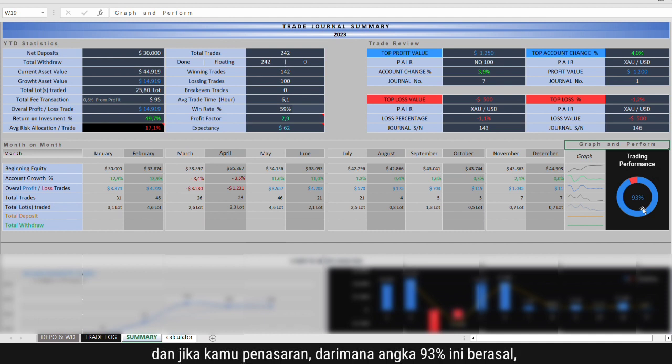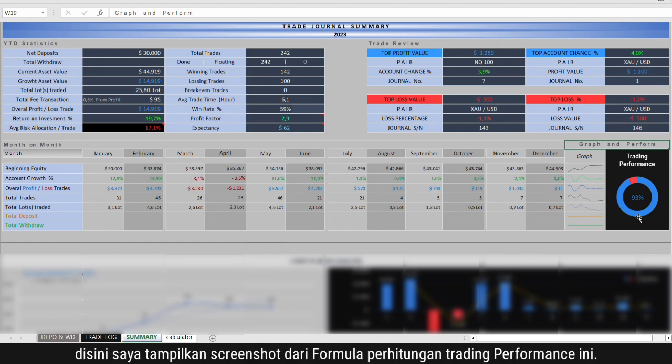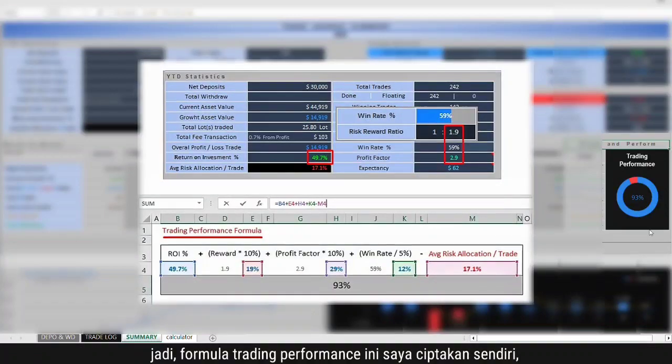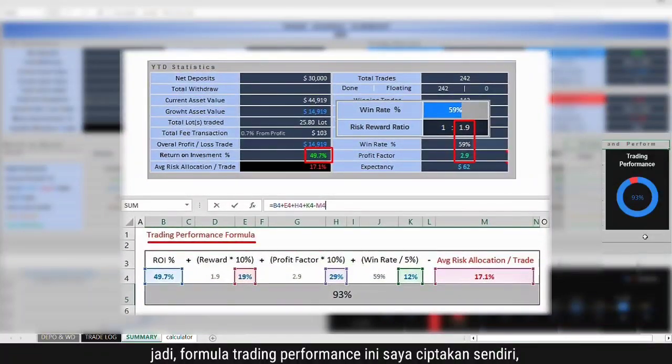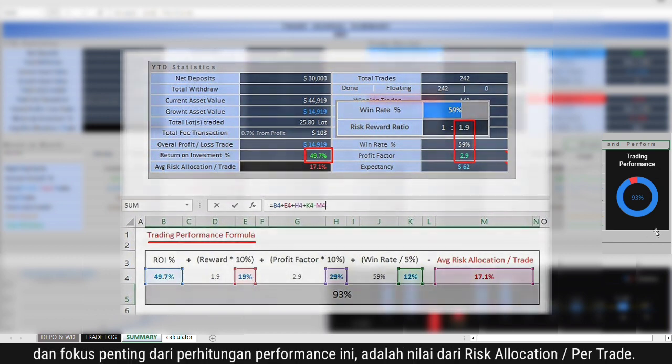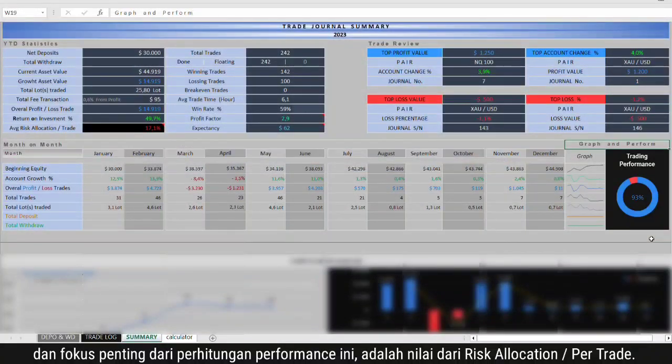And if you're wondering where that 93% comes from, here I will show you a screenshot of how this performance is calculated. This trading performance calculation formula was originally created by me for my own needs, as I wanted to create a performance measure from important numbers like ROE, risk reward, and expectancy, and the focus of this trading performance is the number of average risk allocation per trade.